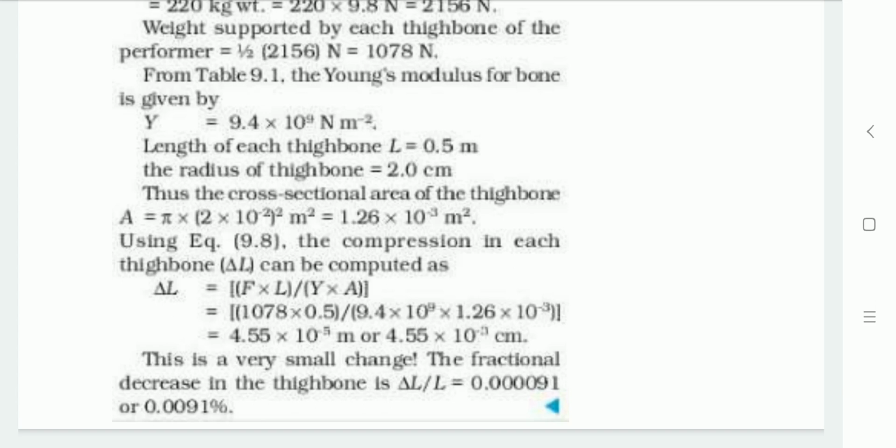This is a very small change. The fractional decrease in the thigh bone, delta L by L, is 0.0091%, which is not visible and cannot be experienced. Am I clear? Here we are going to end this session. Hope you understood. Thank you.